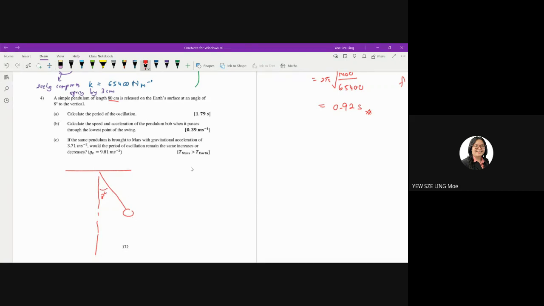Now, this question is very simple. Question A, period, you have just one period. So T is equal to 2 pi square root L over g. You are given length 80 cm. So 2 pi square root 0.08 divided by 9.81, which is then equal to 1.79 seconds.